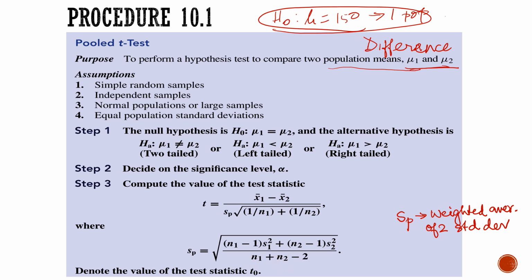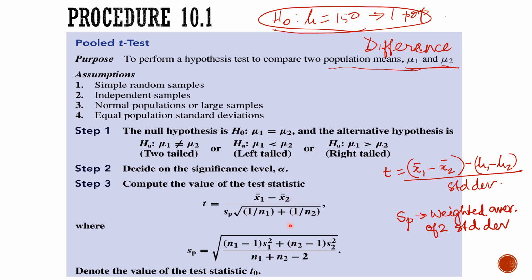Another thing that I want to point out is, remember when we were talking about the formula for t in the previous slide, it was like this: x bar 1 minus x bar 2 minus mu sub 1 minus mu sub 2, divided by whatever the standard deviation formula was, right? Why did they get rid of mu sub 1 minus mu sub 2? Why did they just keep x bar sub 1 minus x bar sub 2?